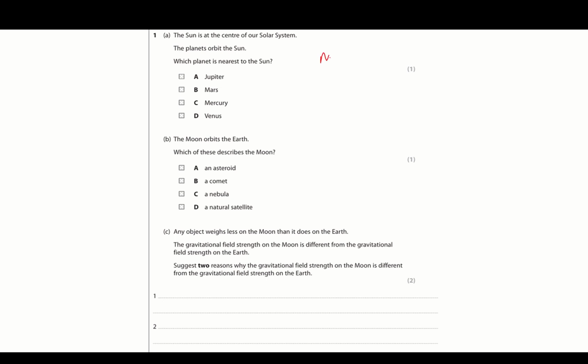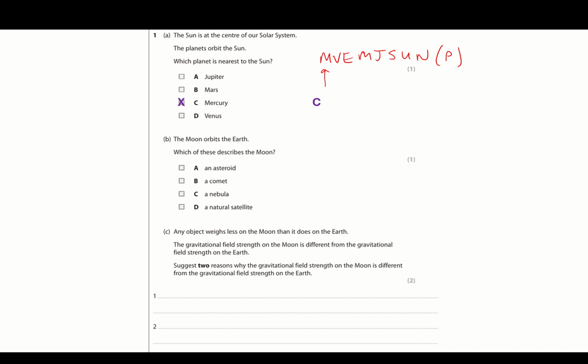So we looked at my very easy method, just speeds up naming planets in a bracket. As Pluto's a dwarf planet. So the nearest M, so we've got a choice of Mercury or Mars, and hopefully you know Mercury is closest to the sun. So Mercury, C, 1 mark.